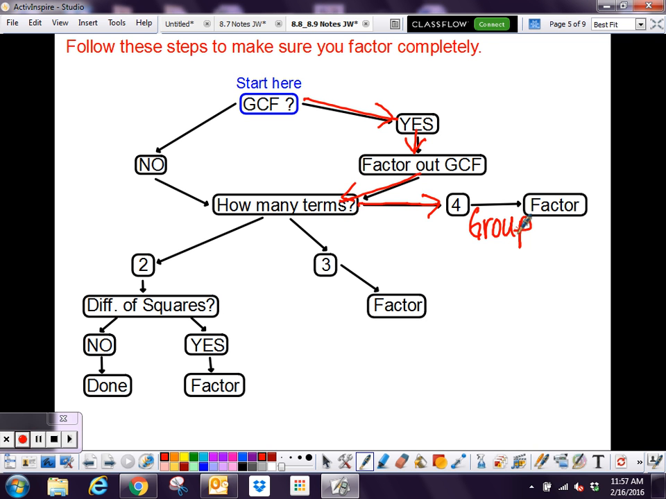You would group. If you have 3 terms, what do you do? You factor that. How do you factor that? You do A times C, and it needs to add up to B. That might help to write that down. And then, what do you do? You group.